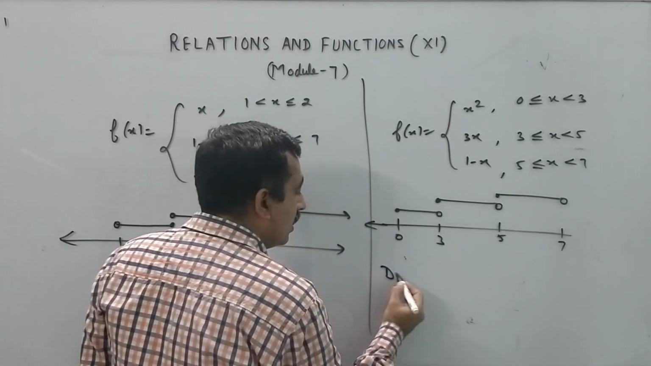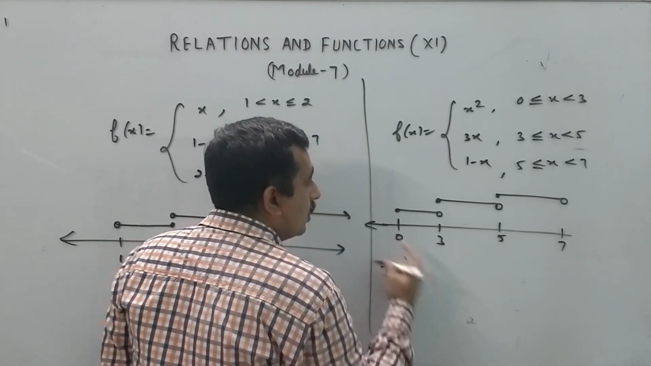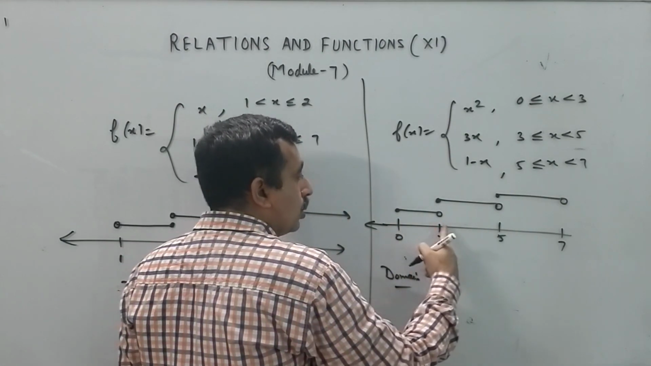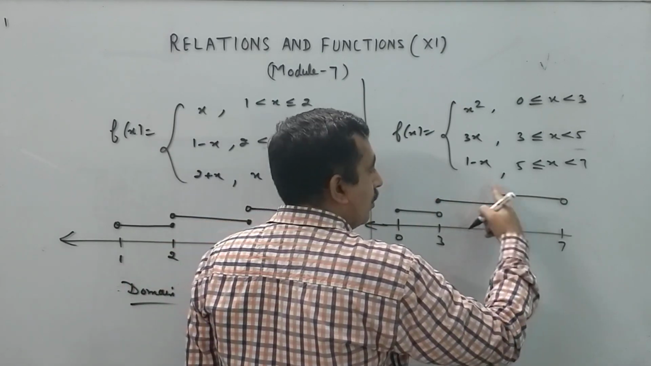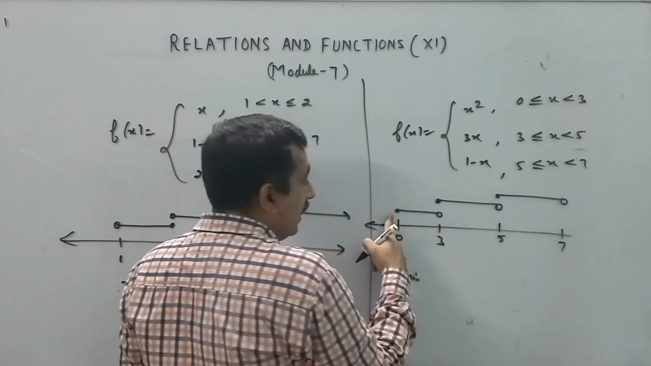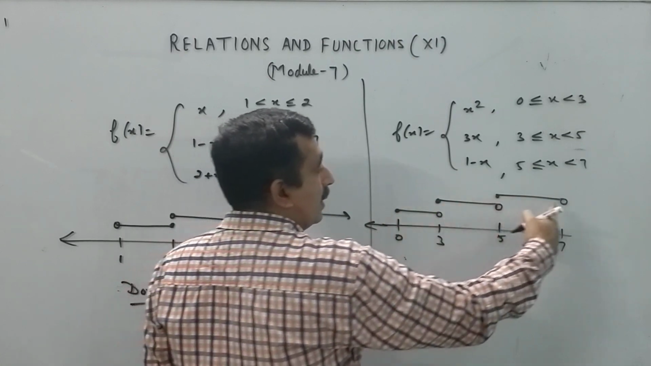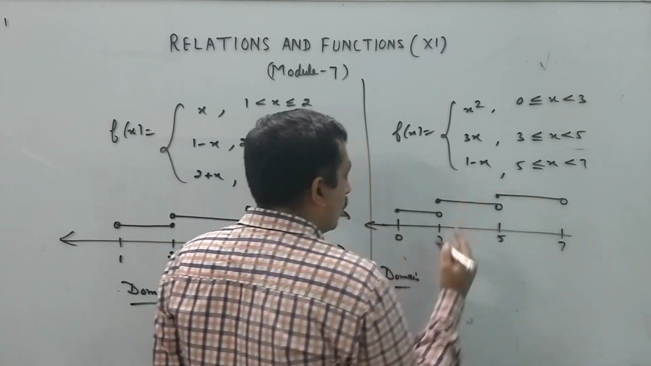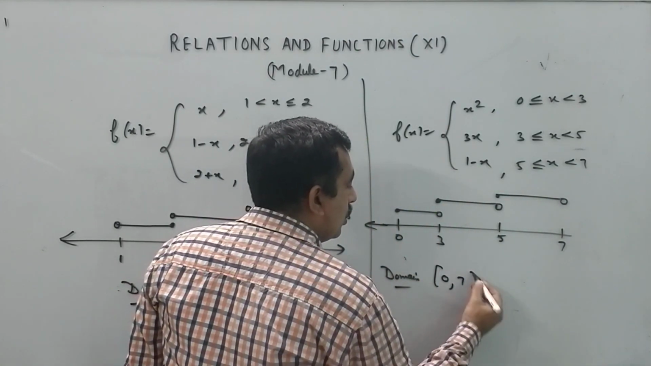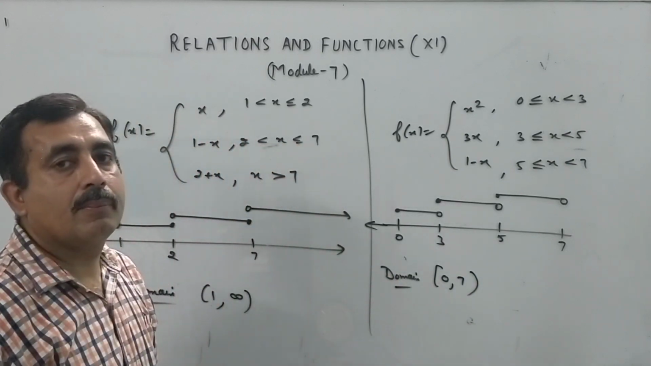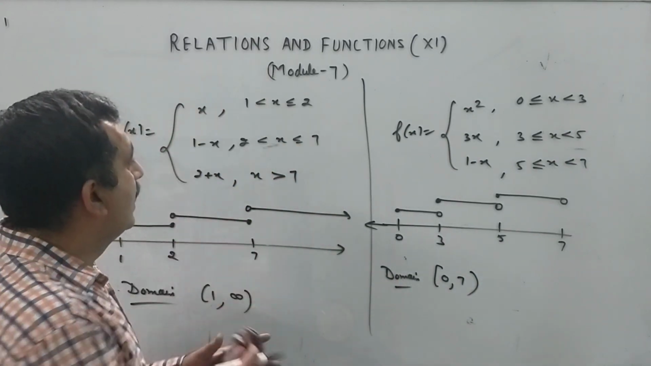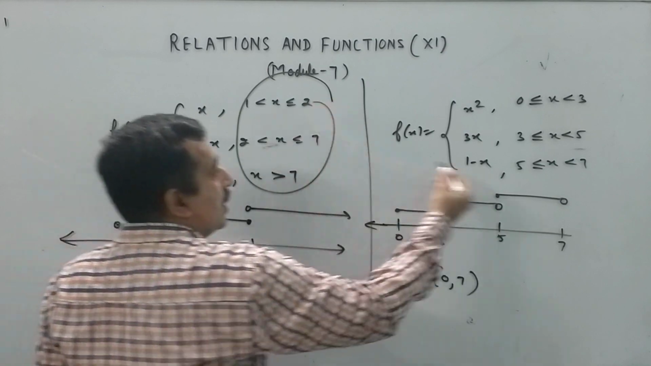Now what is the domain? Take the union of this: 0 to 3, 3 to 5, 5 to 7. But 0 here is a closed interval and 7 here is open. So the domain is 0 closed to 7 open. So whenever a function is like this, this is called the domain.